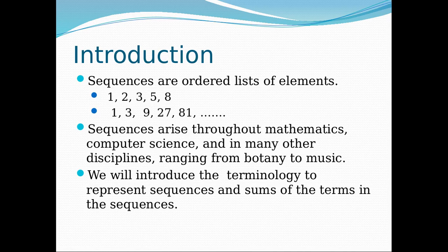For example, 1, 2, 3, 5, 8. This is a list of ordered elements. It might seem that there is no pattern to them, but still they are in order. Again, we have 1, 3, 9, 27, 81. Now, this is a very familiar pattern. It is basically 3 raised to power n. So, 3 raised to power 0 is 1, 3 raised to power 1 is 3, 3 raised to power 2 is 9, 3 raised to power 3 is 27, and so on and so forth.